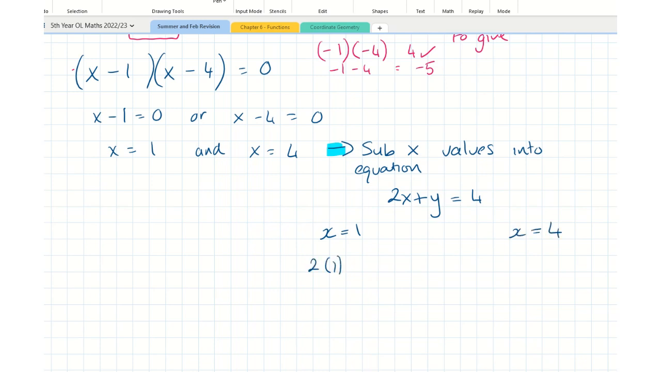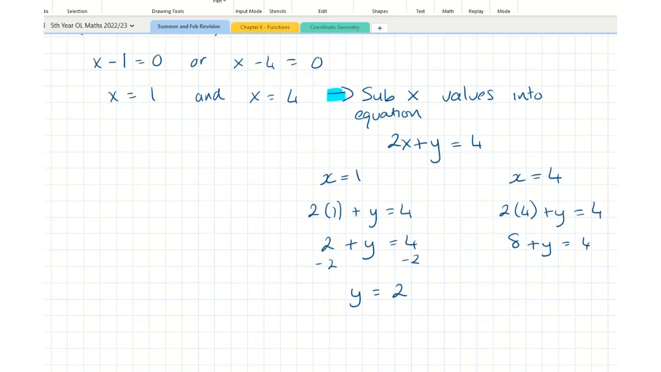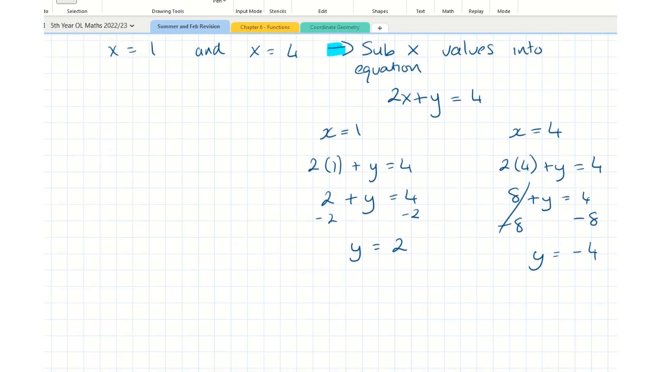So let x equal 1: 2 plus y is equal to 4. And then we have 2 times 4 plus y is equal to 4. Let's just solve these, and we can solve them easily enough because we only have one variable. So 2 plus y is equal to 4, which means that if we minus 2 from both sides, we get y is equal to 2. And then we have 8 plus y is equal to 4, so if we subtract 8 from both sides, we get y is equal to minus 4. So our answers are going to be 1, 2, and 4, minus 4.